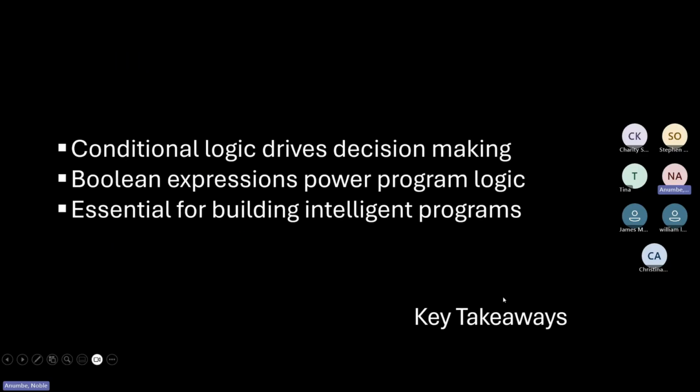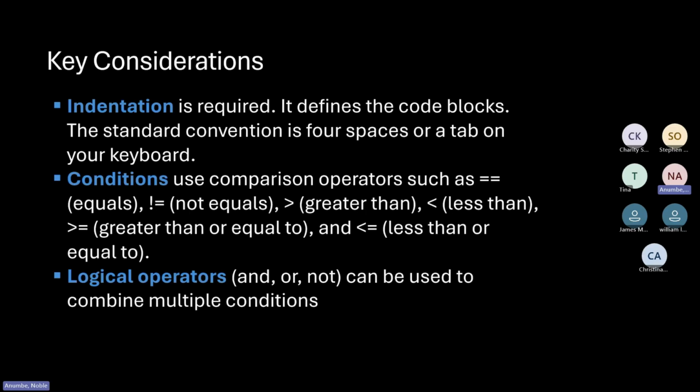So the key takeaways are that conditional logic drives decision making. That's your way of automating some of the decisions you want to make within Python code. Boolean expressions are the things that actually power the program logic, and they're essential for building intelligent programs, with statements like your if-else. Some important things to note: indentation is often required. It defines the code blocks. The standard convention is 4 spaces or a tab on your keyboard, which is what I was showing us.